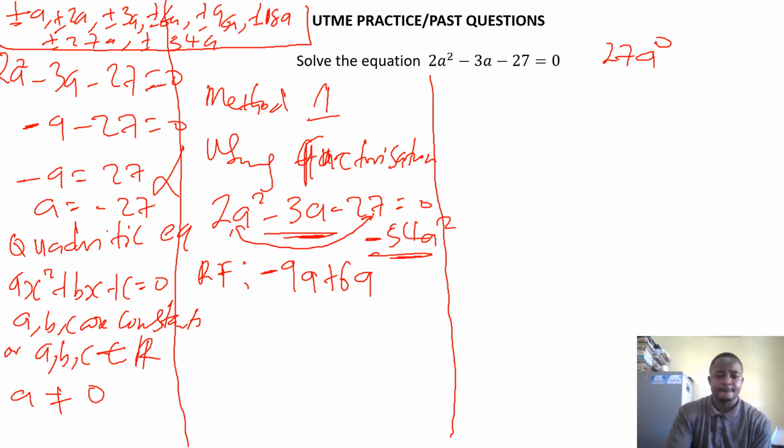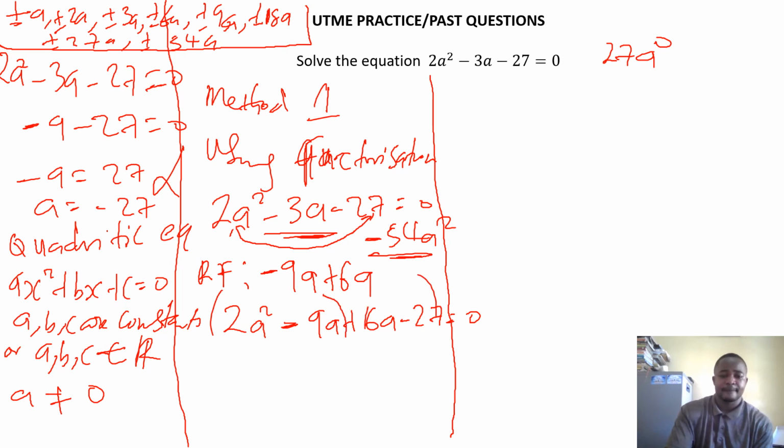From there, you are going to replace. Anywhere I see minus 3a, I will replace it with what? Minus 9a plus 6a. So, you come here, 2a squared minus 9a plus 6a minus 27 is equals to 0. So from here you group them.